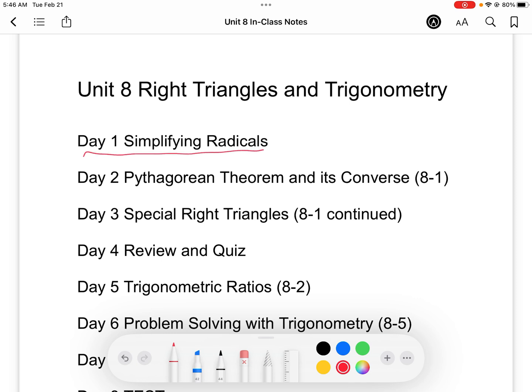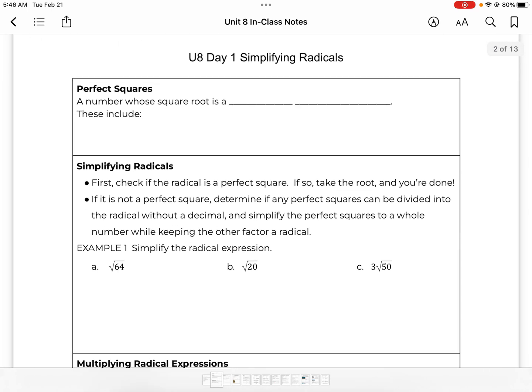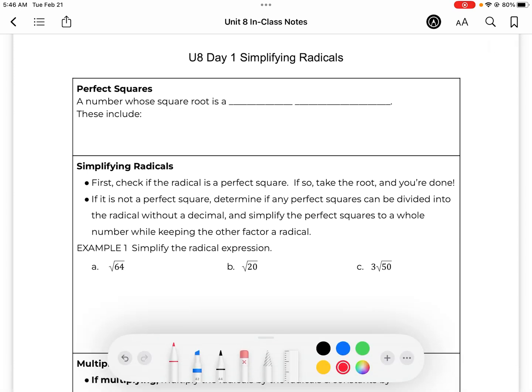Okay, so we're going to go ahead and get started with day 1 notes. Make sure you follow along in your note packet, please. The first big part of what we're talking about with simplifying radicals, before we even talk about what a radical is, is the idea of a perfect square. A perfect square is a number whose square root, and that's all the word radical really means here, the radical is just a term with a square root symbol, is considered a positive integer.